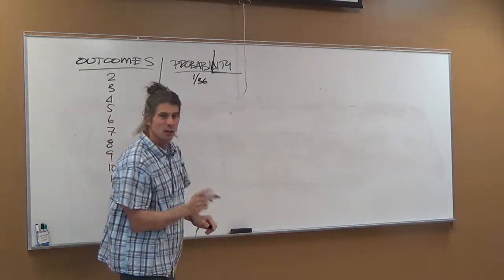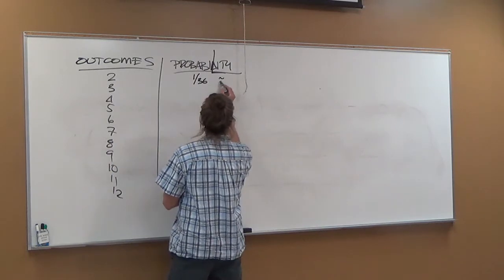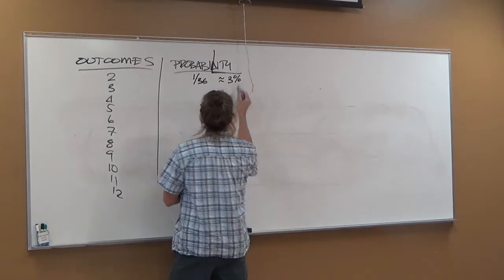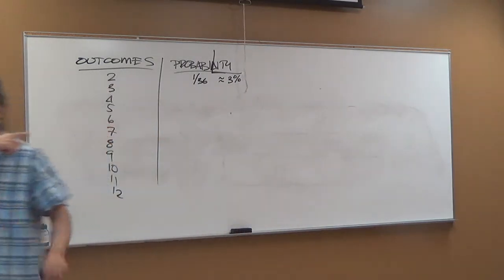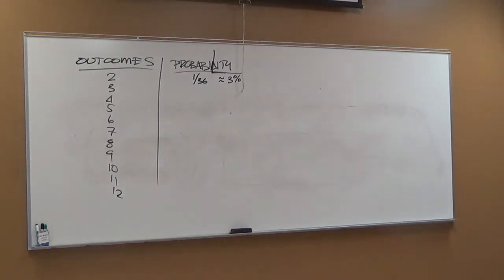As a decimal, if I can do this in my head really quickly, that's about 3%. Well, considering the data's up there. Actually, that's about 1 in 33. I'm approximating. Pretty close. It's 1 in 33, which would be 3%. So we call it.